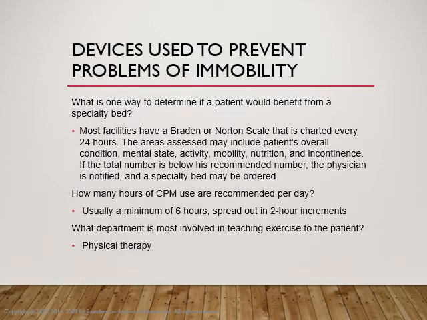What is one way to determine if a patient would benefit from a specialty bed? Most facilities have a Braden or Norton scale that is charted every 24 hours. The areas assessed may include the patient's overall condition, mental state, activity, mobility, nutrition, and incontinence. If the total number is below the recommended number, the physician is notified and a specialty bed may be ordered.